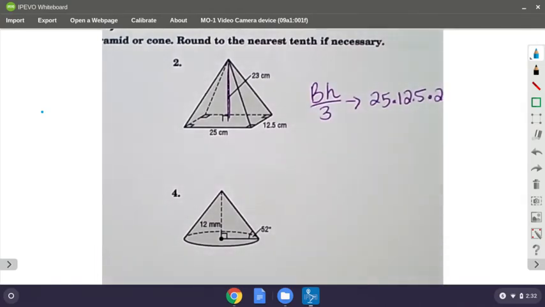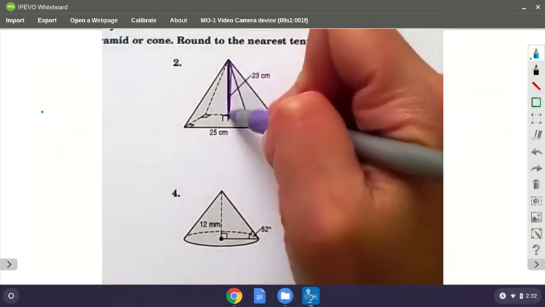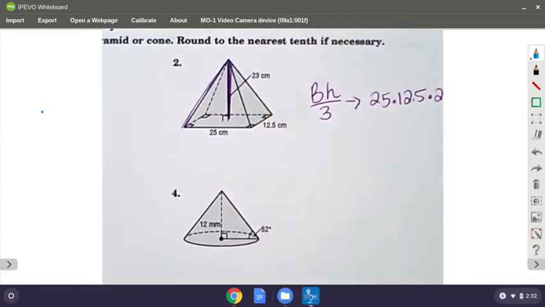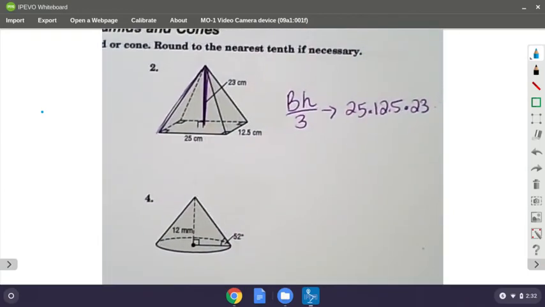Remember that the height is perpendicular to the base. So it's the same with the 3D shape. The height of the shape is this. There is something called a slant height, which is this, but that's used in surface area. So we'll talk about that next time. So I have area of the base times the height divided by 3.